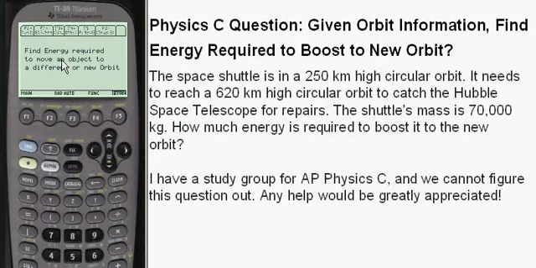Energy required to move an object to a different or new orbit. I put object in here because it might be a space shuttle, it might be a probe, might be a satellite, whatever words they use. So you have to do a little bit of thinking in this class. So I give you the gravitational constant. Okay, you write that on your paper.